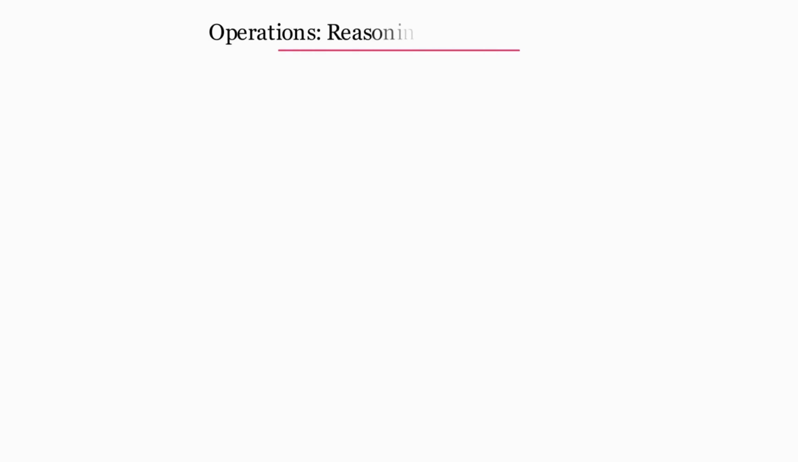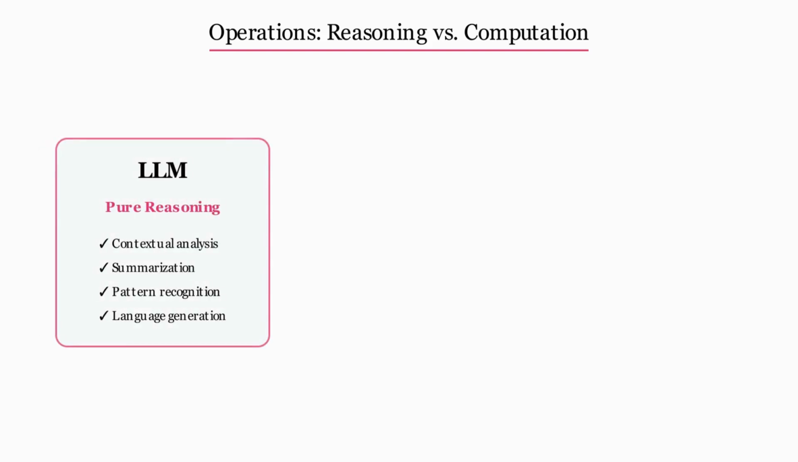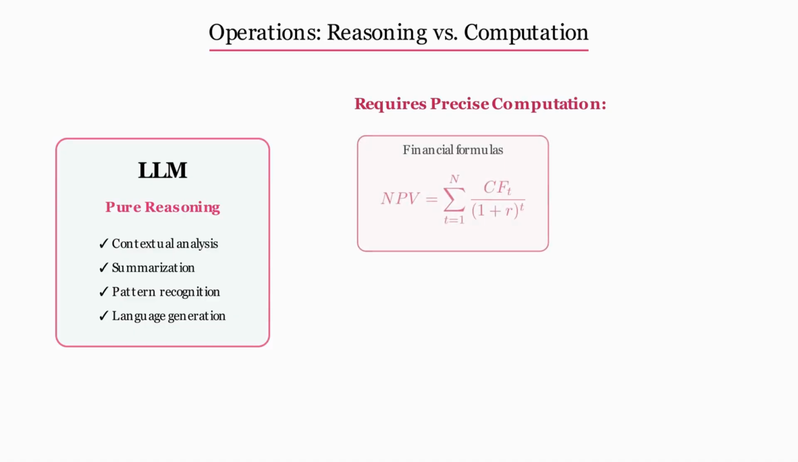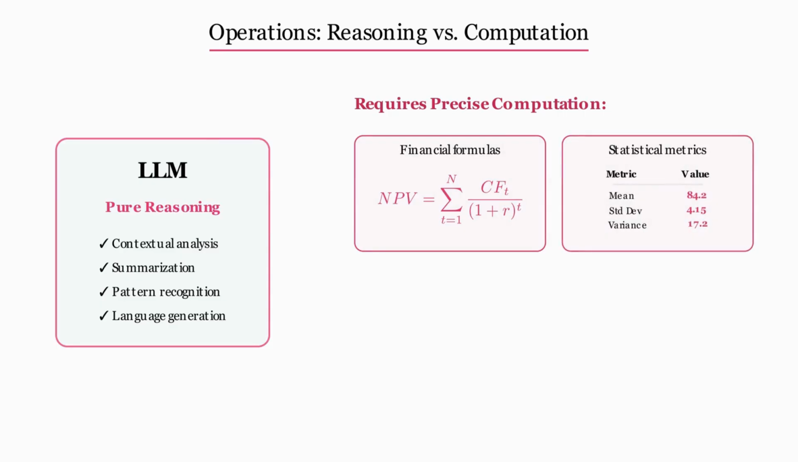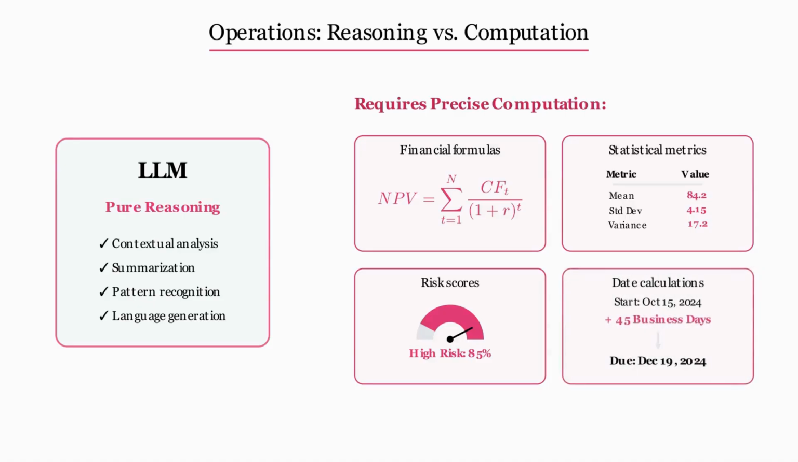The second value MCP adds is specialized skill access. Some operations are pure reasoning and suitable for LLMs. Others require precise computation, such as financial formulas, statistical metrics, risk scores, and date calculations. In such cases, MCP becomes a really valuable asset.